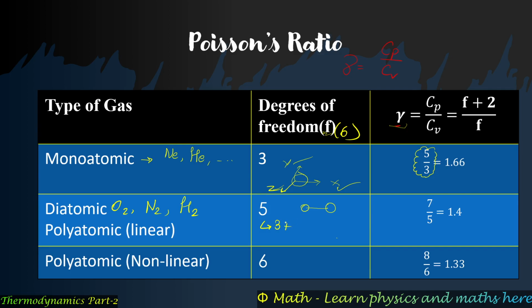plus, see, they can rotate about this axis, which would make a difference. They can also rotate about this axis, which would also make a difference. But if they rotate about this axis, then that will not make any difference, because that will just be the same shape again. So it would be 3 plus 2 for rotation, that is equal to 5. Applying the gamma or Poisson's ratio formula, we get F plus 2, which is 5 plus 2, that is equal to 7 divided by 5.